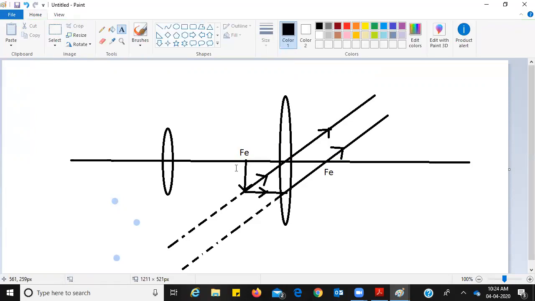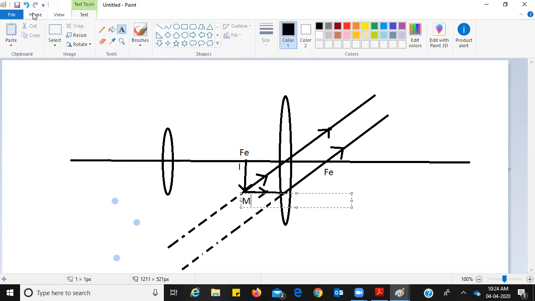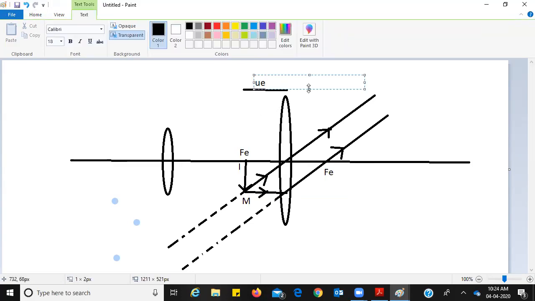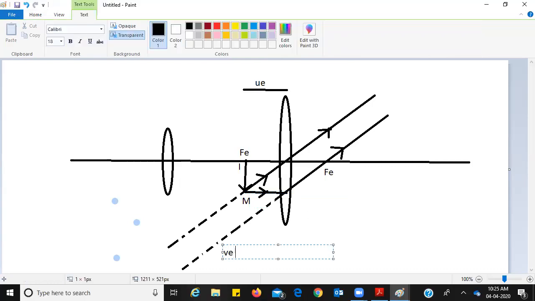And that point is IM, okay? So I'm calling it as I, because there's no second image here. So just only one, IM. And what is this distance? This distance is UE. And where is VE? VE is formed at infinity, right?